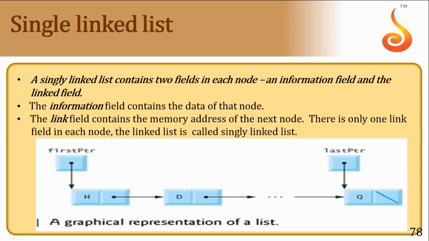So this is a singly linked list, which has one information part and only one link part, so two fields in each node. The link part and the information part together form a node. Please have a look.